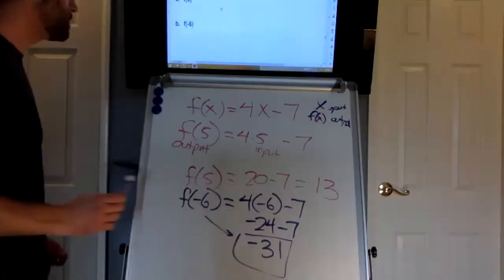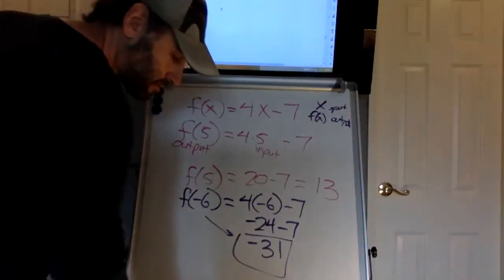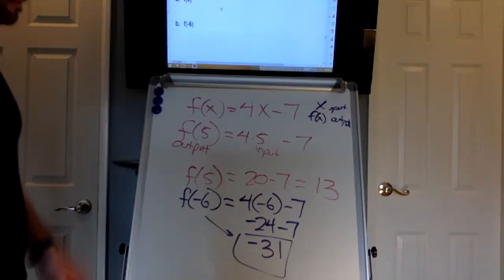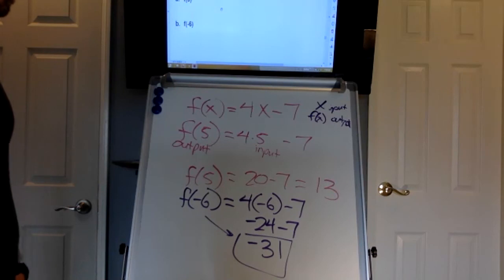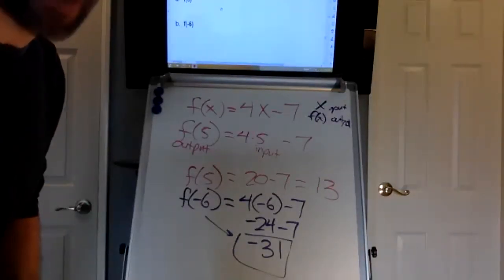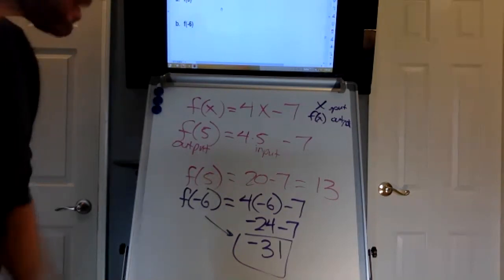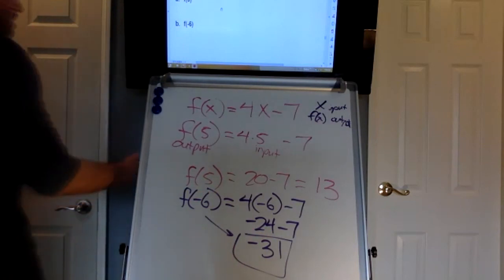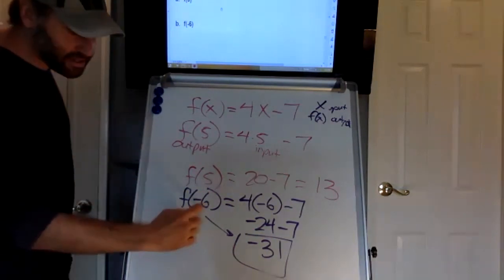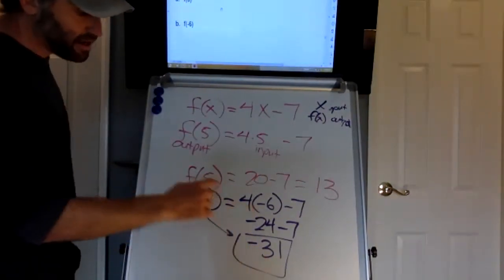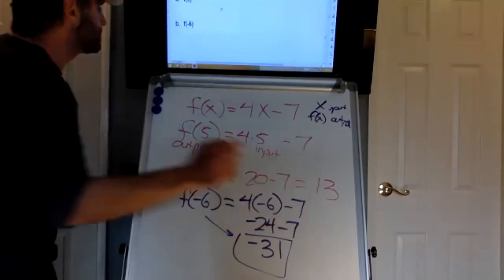You're kind of substituting, because f of x equals mx plus b, and then you substitute. So f of x is -31. Wait a minute, f of x is y, right? Yes, exactly. So basically y equals -31. And then what is x? X is -6. Here, x is -6 and y is this. Here, x is 5 and y is this.